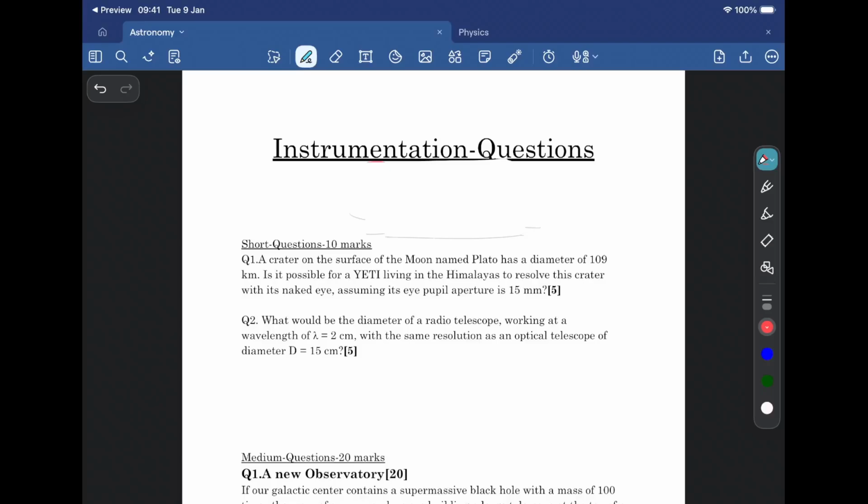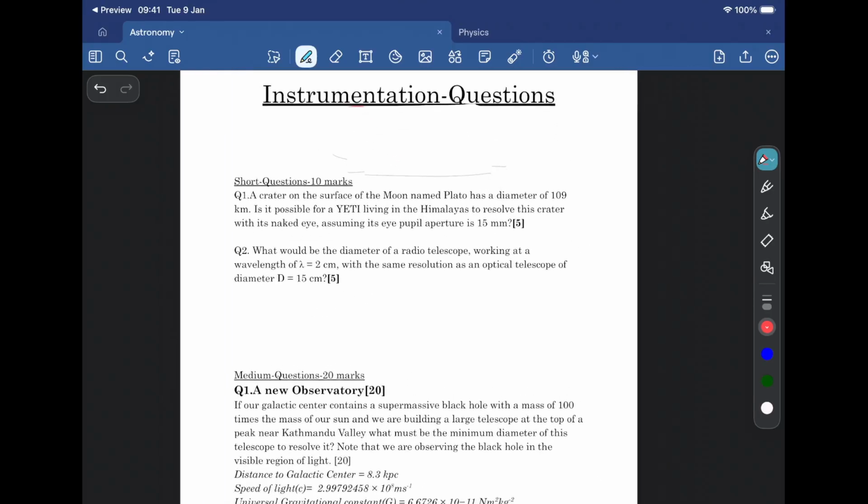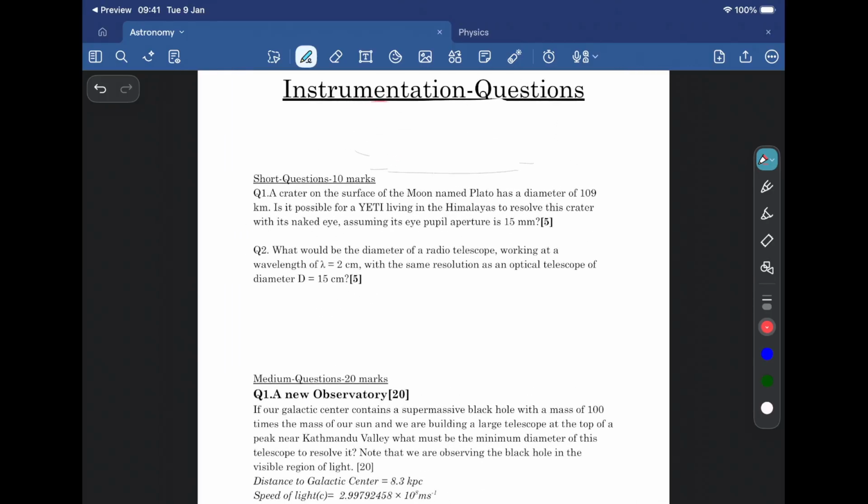Today we're going to do some instrumentation questions. So let's get started. A crater on the surface of the moon named Saturn has a diameter of 109 kilometers. Is it possible for the telescope to resolve it? Yeah, this is an easy question.